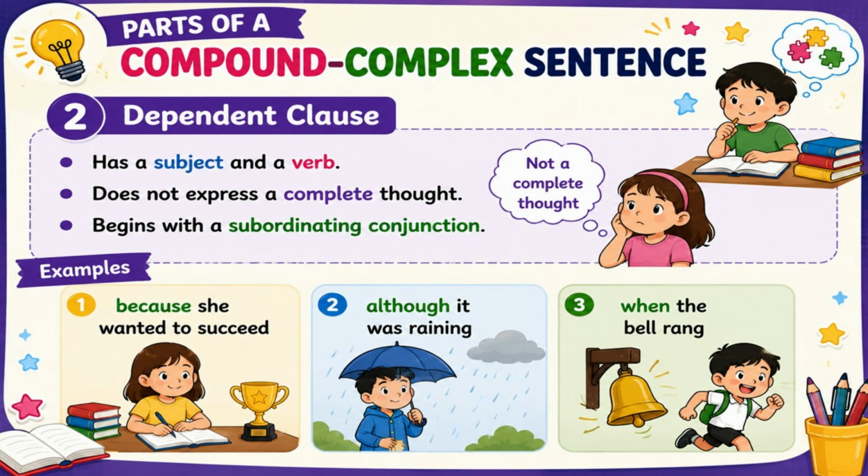Next is the dependent clause. It has a subject and a verb. It does not express a complete thought. It begins with a subordinating conjunction. Examples: because she wanted to succeed. Although it was raining. When the bell rang.